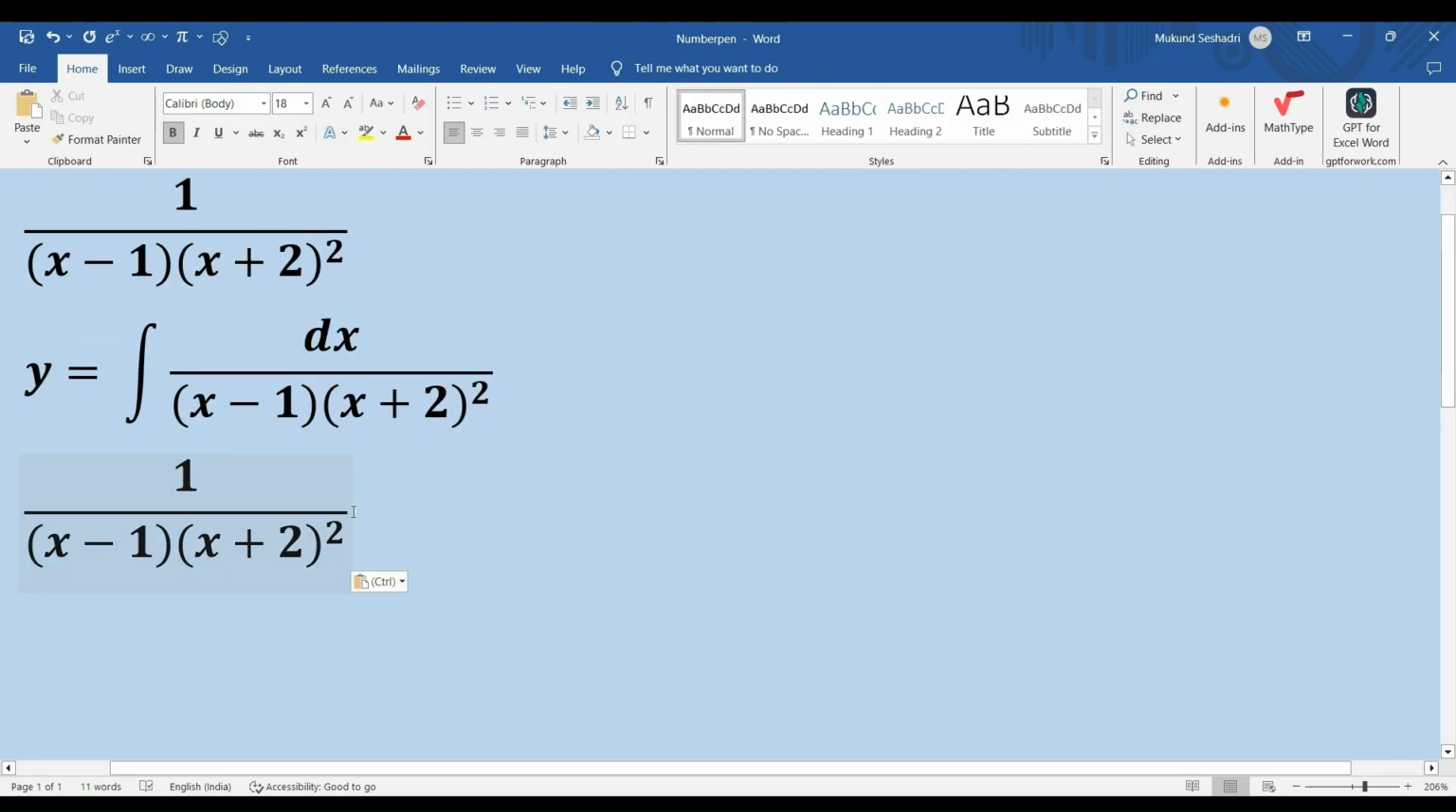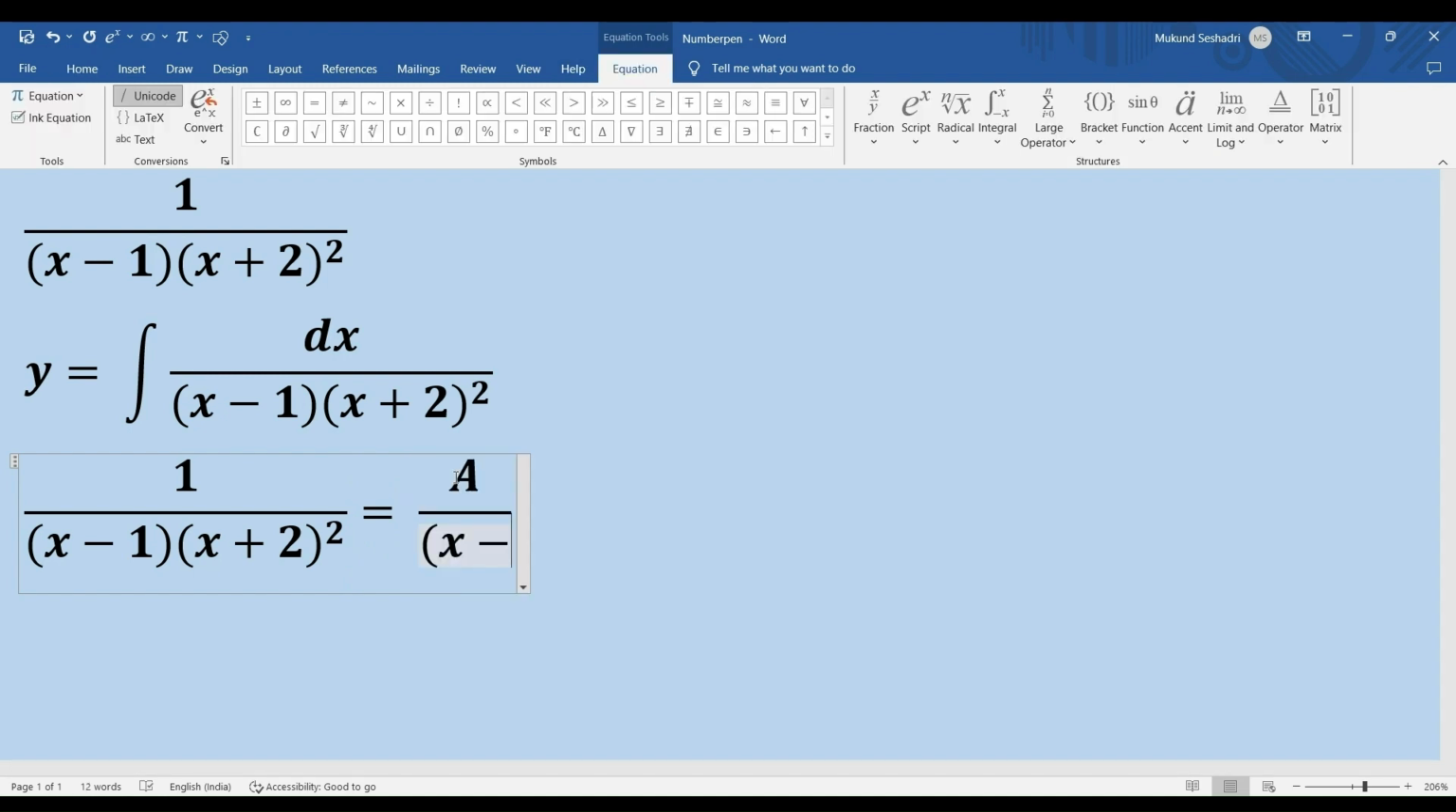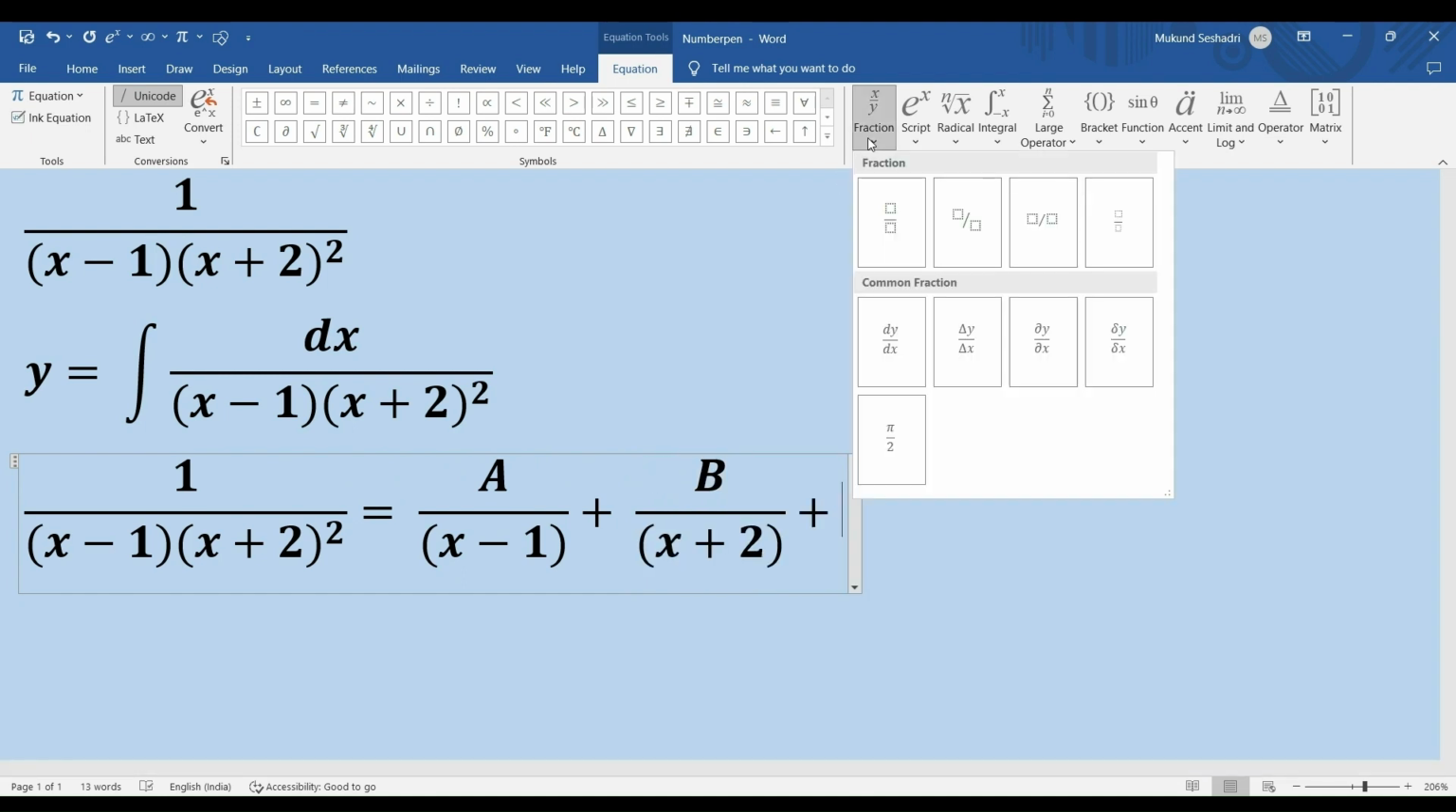And I request you to take a look at my description where I would have explained how to handle different types of rational expressions. How do we represent them in the partial fractions? So let's express this using partial fractions. So I can express this as a divided by x minus 1, plus b divided by x plus 2, plus c divided by (x plus 2) the whole square.